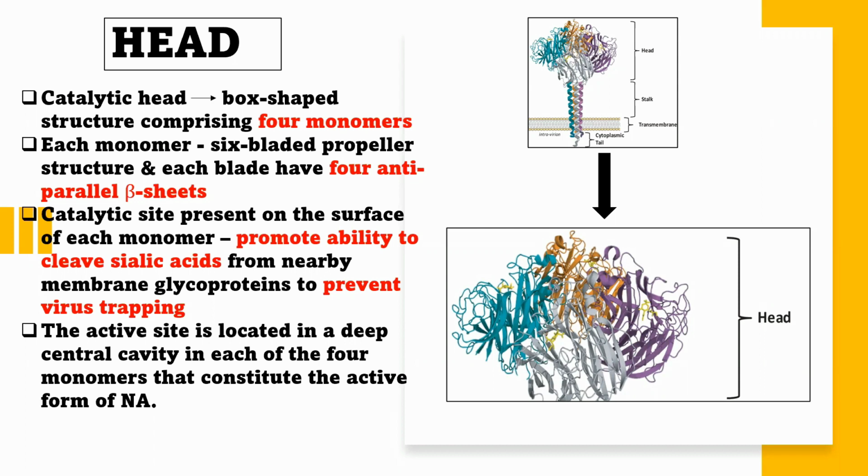A functional catalytic site is present on the surface of each monomer, and it is arranged sideward rather than upward. This is to promote the ability to cleave the sialic acids from nearby membrane glycoprotein to prevent virus trapping. The active site is located in a deep central cavity in each of the four monomers that make up the active form of the neuraminidase. The active site is so important for virus spreading and is highly conserved, making it a desirable target for neuraminidase inhibitors that can be used in antiviral therapies.